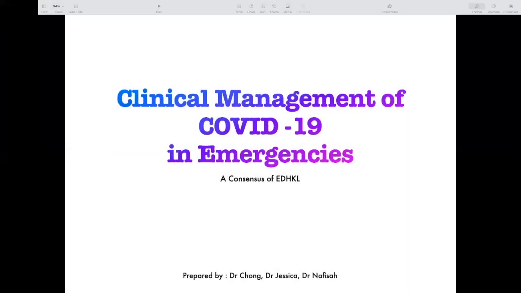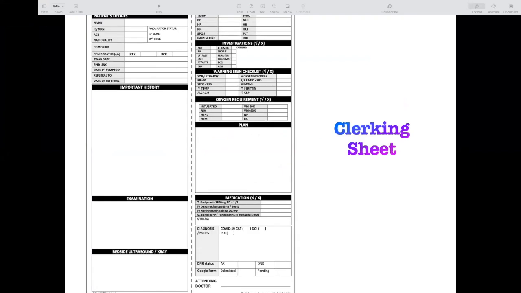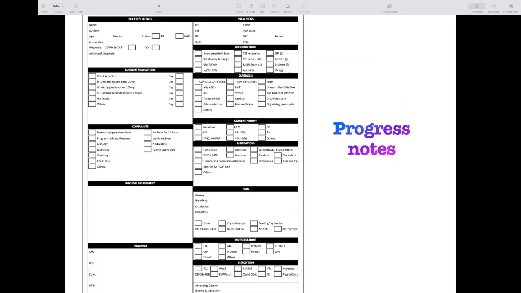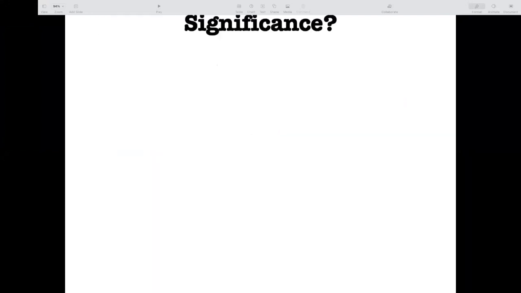My name is Chong. Today, I'm going to present on clinical management of COVID-19 in emergencies. First and foremost, we have our clocking sheet and also progress notes. These are two very important notes because all the information in both of the forms will actually tell us four important things in our daily clinical management.